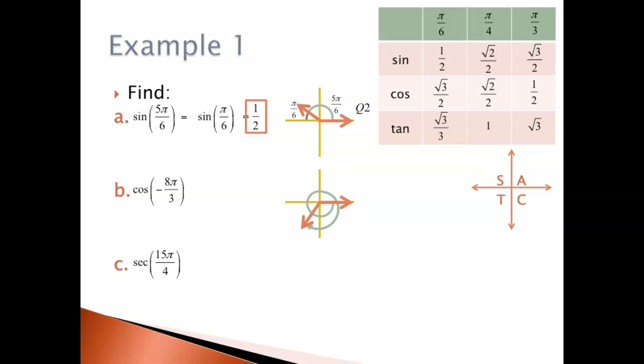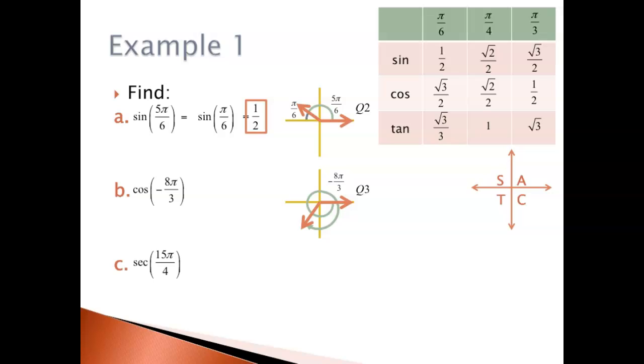So that takes us into quadrant 3. So in quadrant 3, all students take, so T, only tangent is positive in quadrant 3. So cosine is going to be negative. So this answer that we're going to have is going to be a negative answer.